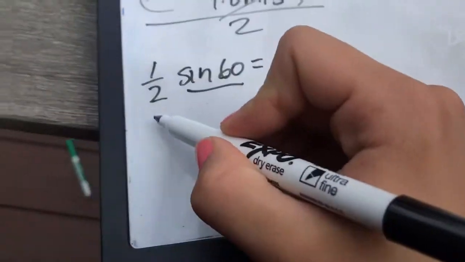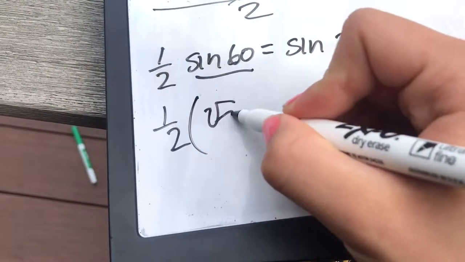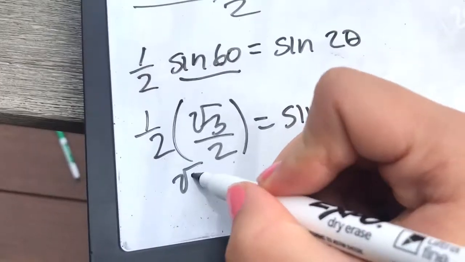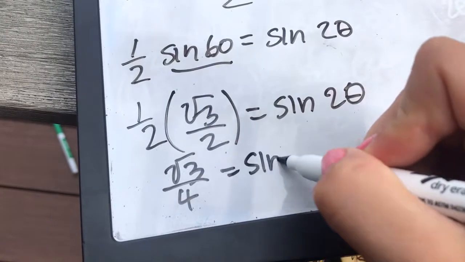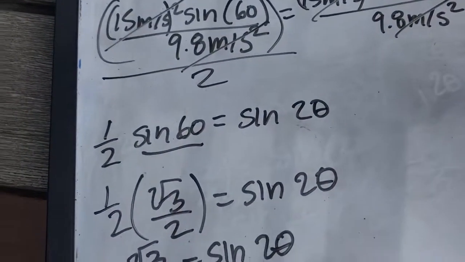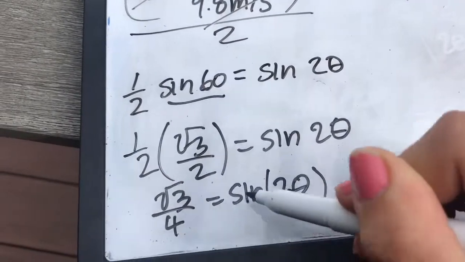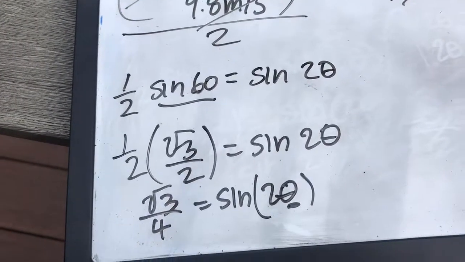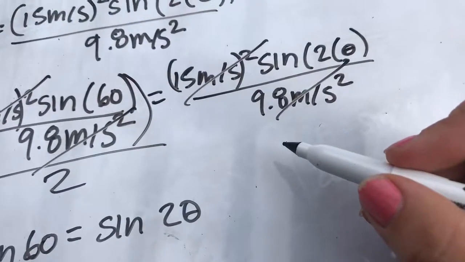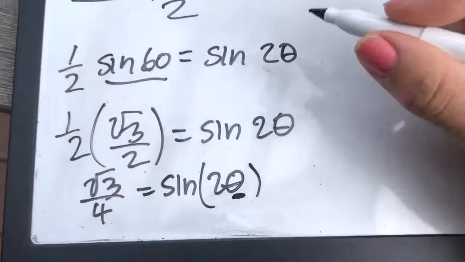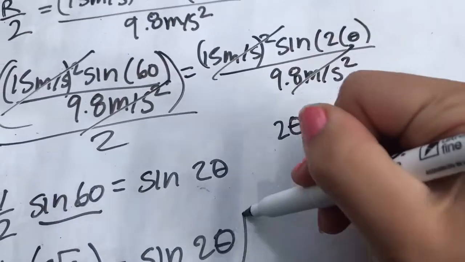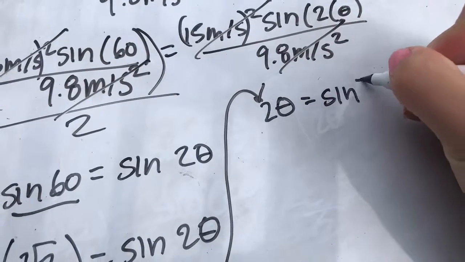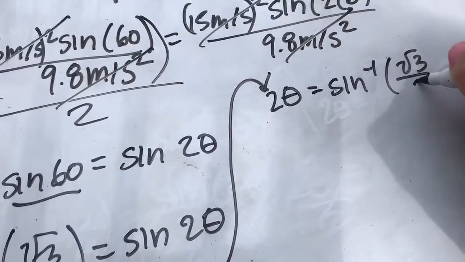So going back to here, we then have 1/2, and we can substitute radical 3 over 2 equals sine 2 theta. And this will simplify to radical 3 over 4 equals sine 2 theta. And then what we need to try to do is get this theta. It's inside of the sine, so we need to get it out. And the way to do that is you use arc sine, or sine to the -1. So you take out the 2 theta, so you have 2 theta equals sine to the -1, or arc sine, radical 3/4.